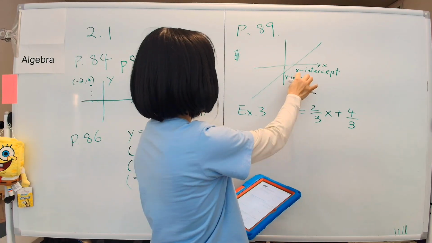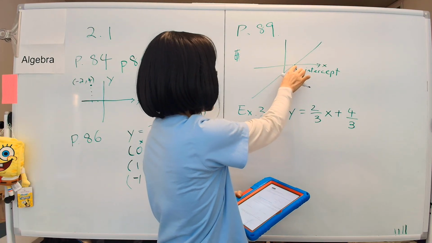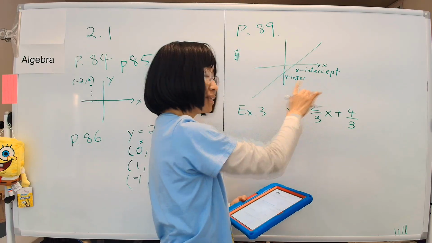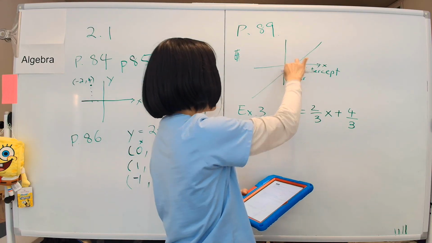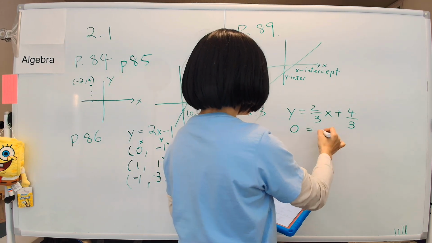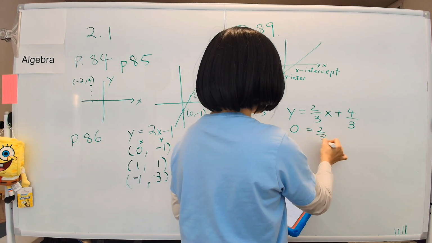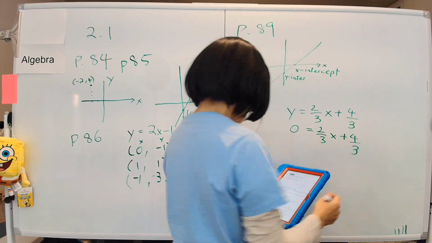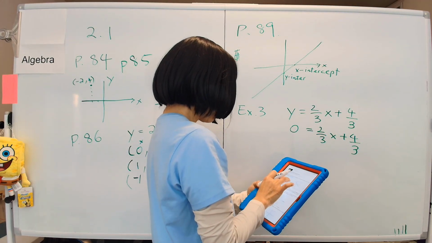Now to find the x-intercept, notice at the x-intercept, the y value is 0. It's right on the x-axis. And anything on the x-axis, the y value has to be 0. So we set this thing equal to 0, and then calculate this stuff: y equals 2/3 x plus 4/3. And at this point, then solve the equation.